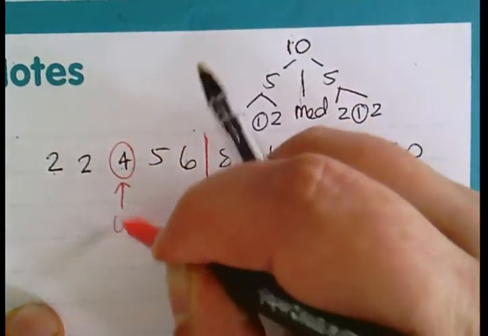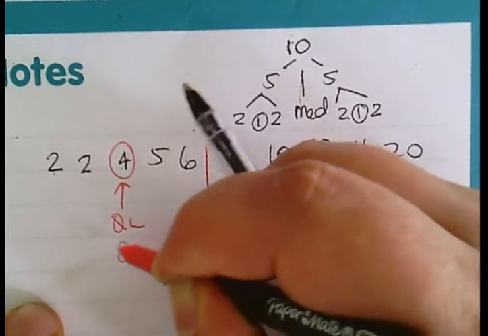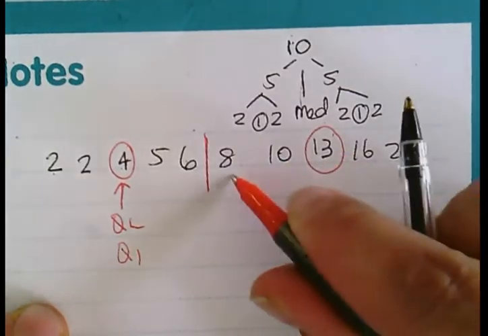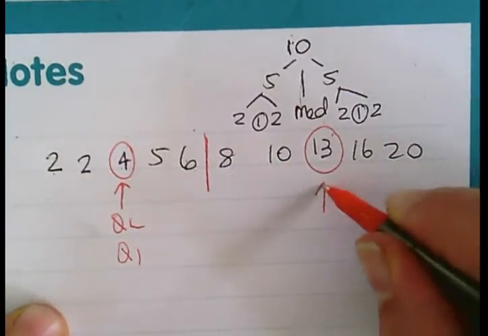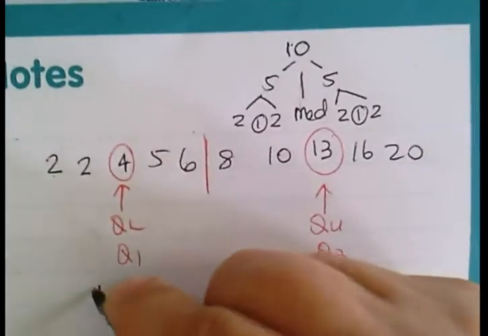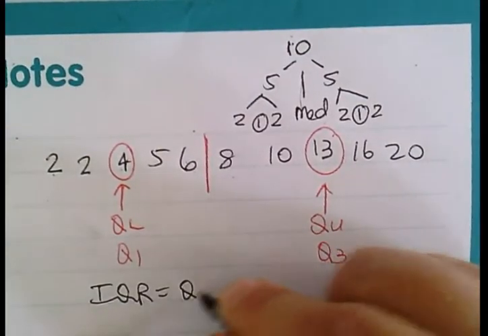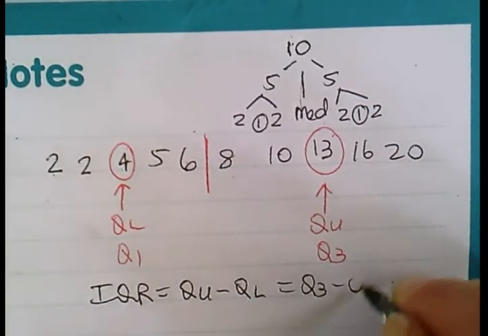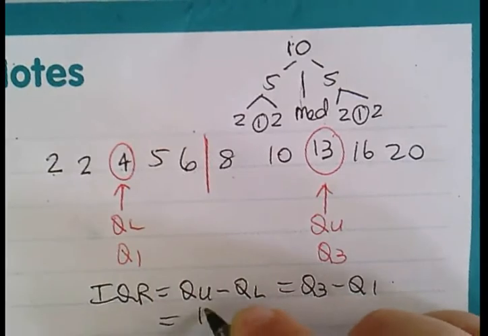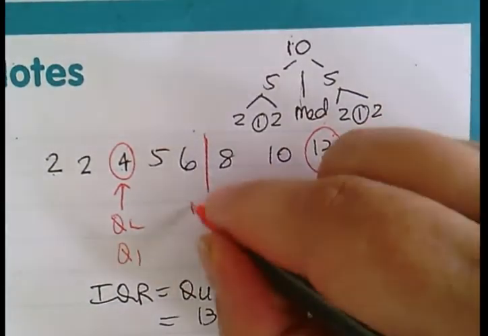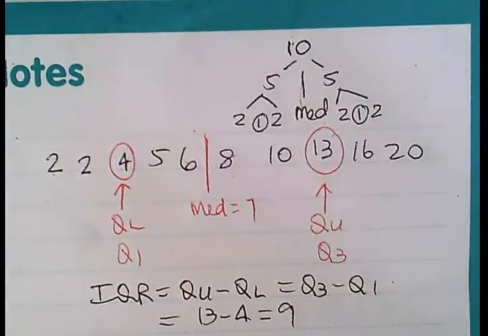Those ones that I've circled there are Q1 or QL. So it's either called Q1 or QL. And 2 on the left, 2 on the right, 1 in the middle. This is called QU or Q3. So interquartile range is Q upper minus Q lower, or Q3 minus Q1, which is 13 minus 4, which is 9. And of course the median here was the average of 6 and 8, which is 7.